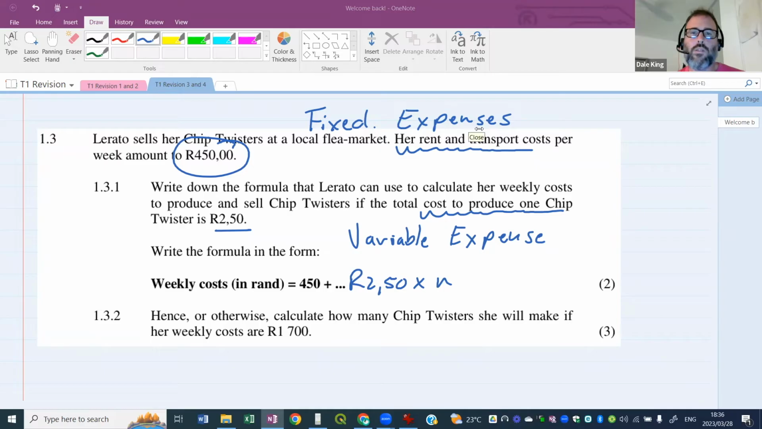So, Sambula, don't you want to explain to us? You've written an N there. Everyone's like, what is that? What is N? Anyone else want to guess what that N stands for? All right, so you've written R2.50 times N. What is the N?